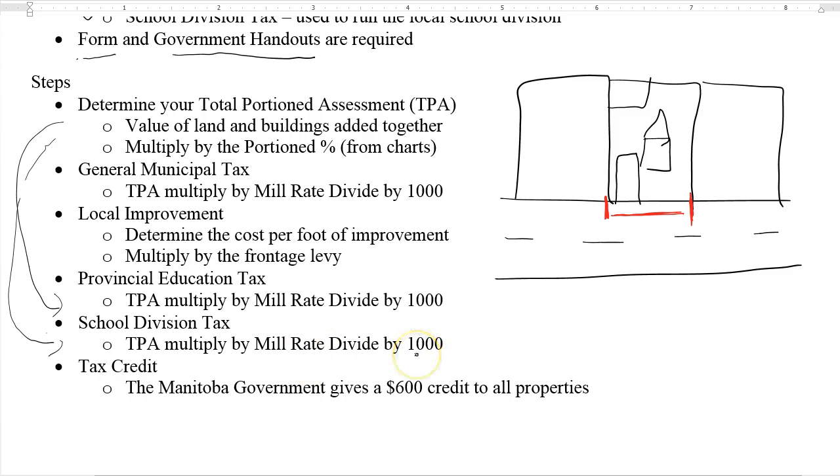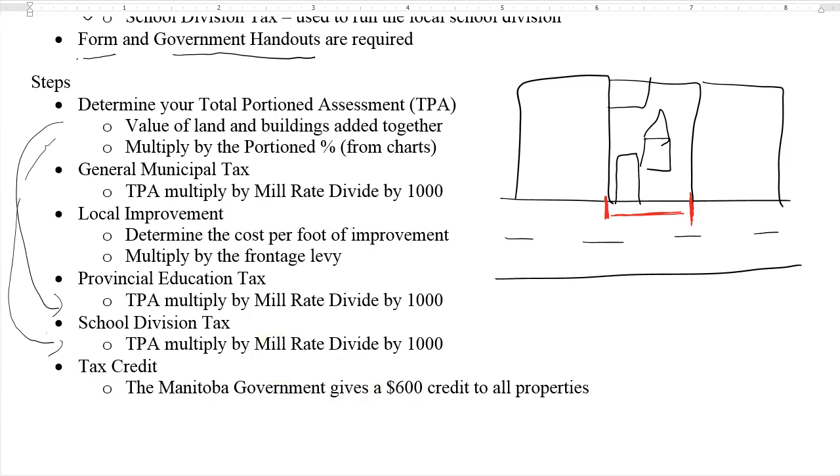The last thing we have to do is realize or understand that the Manitoba government gives a tax credit of $600 to all properties. This is built into our property taxes, so when we are calculating our final amount, we have to subtract this $600 as a tax credit.